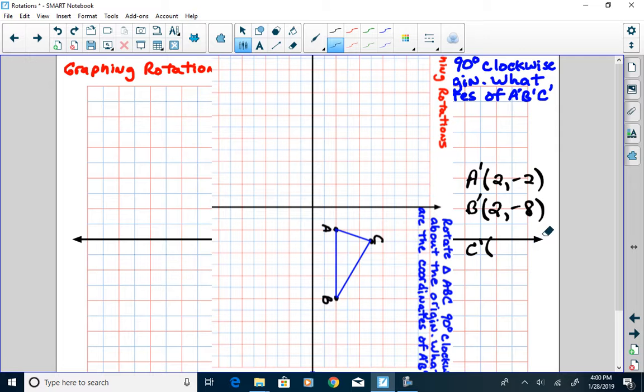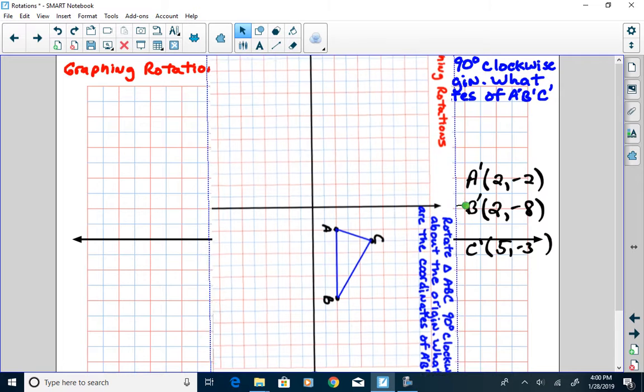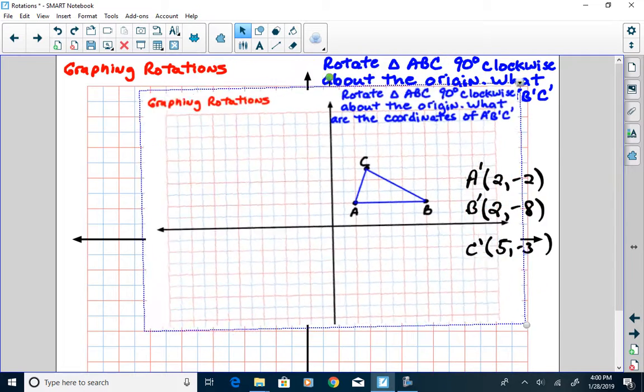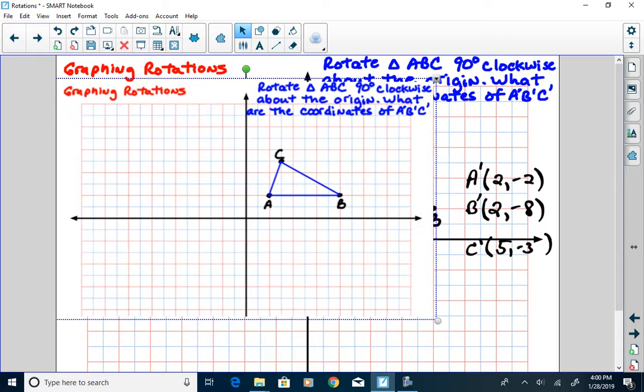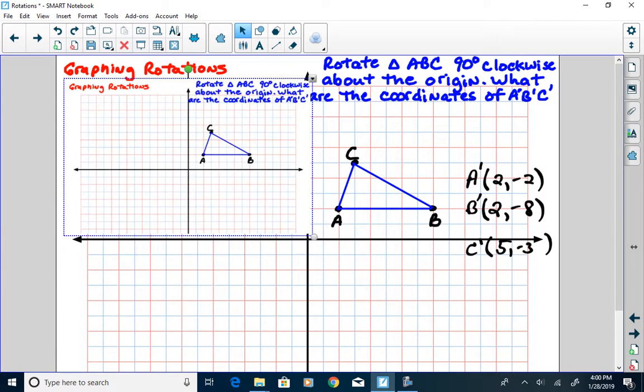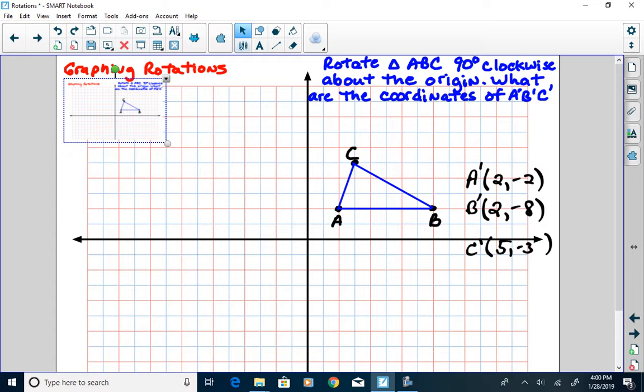C prime is the location of the image of C, which is located 5 in the x direction and negative 3 in the y direction. So 5, comma, negative 3 would be the location of C prime. Once we have the ordered pairs for our image, we want to then graph the rotation. I'm going to put this figure back since we were able to find our points.